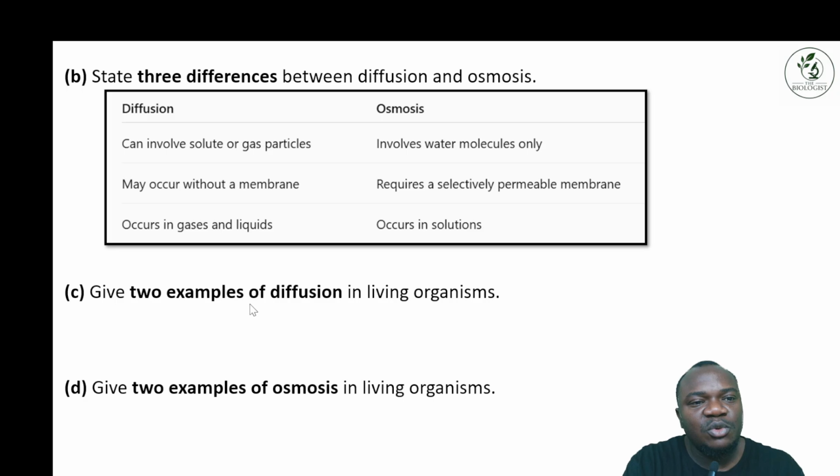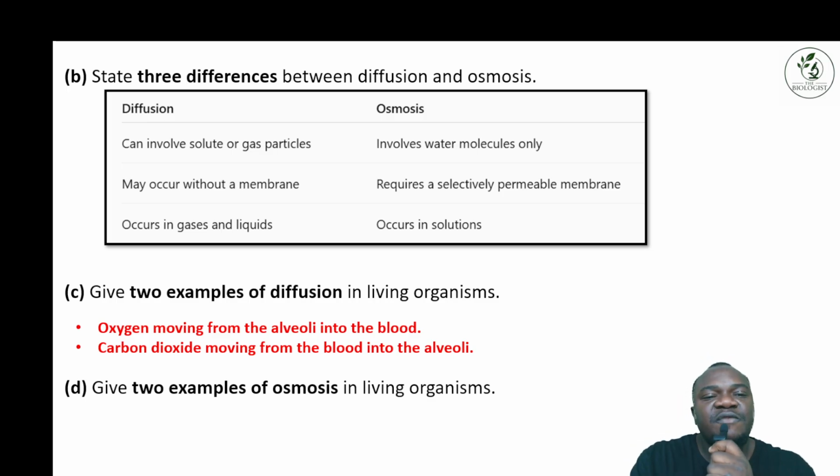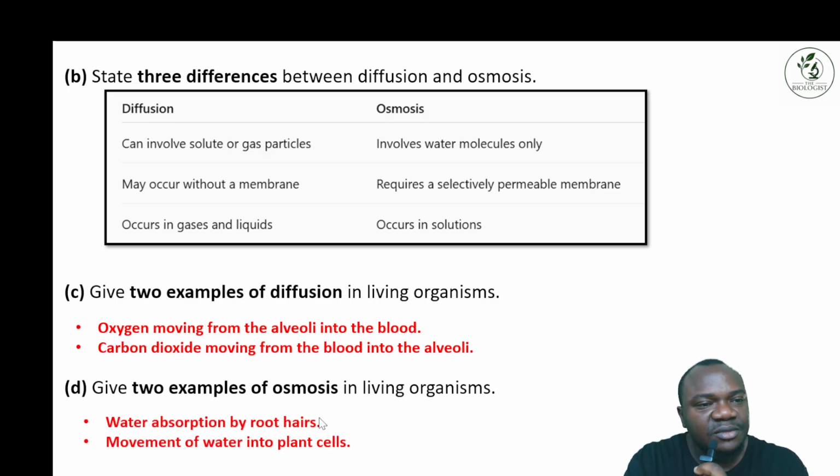So give two examples of diffusion in living organisms. We have oxygen moving from the alveoli into the blood, and carbon dioxide moving from the blood into the alveoli. And give two examples of osmosis in living organisms. Water absorption by the root hairs and movement of water into plant cells. So it's a very good example.